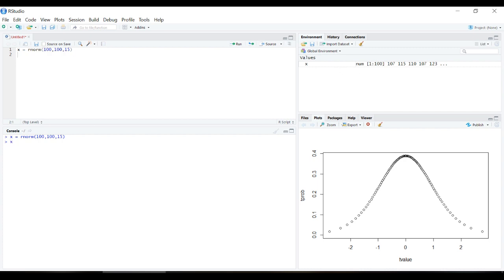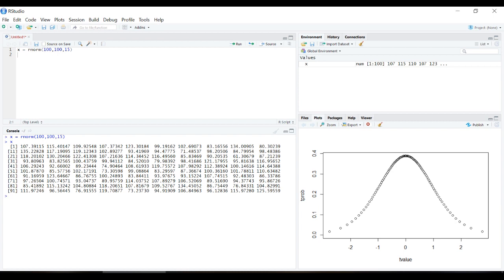If we type in x, we could then see all those numbers. Now, we could get a mean of x. Here we see it's pretty close to 100. It's not exact. And we could get a standard deviation of x. Pretty close to 15. Not quite exact, but that's okay.